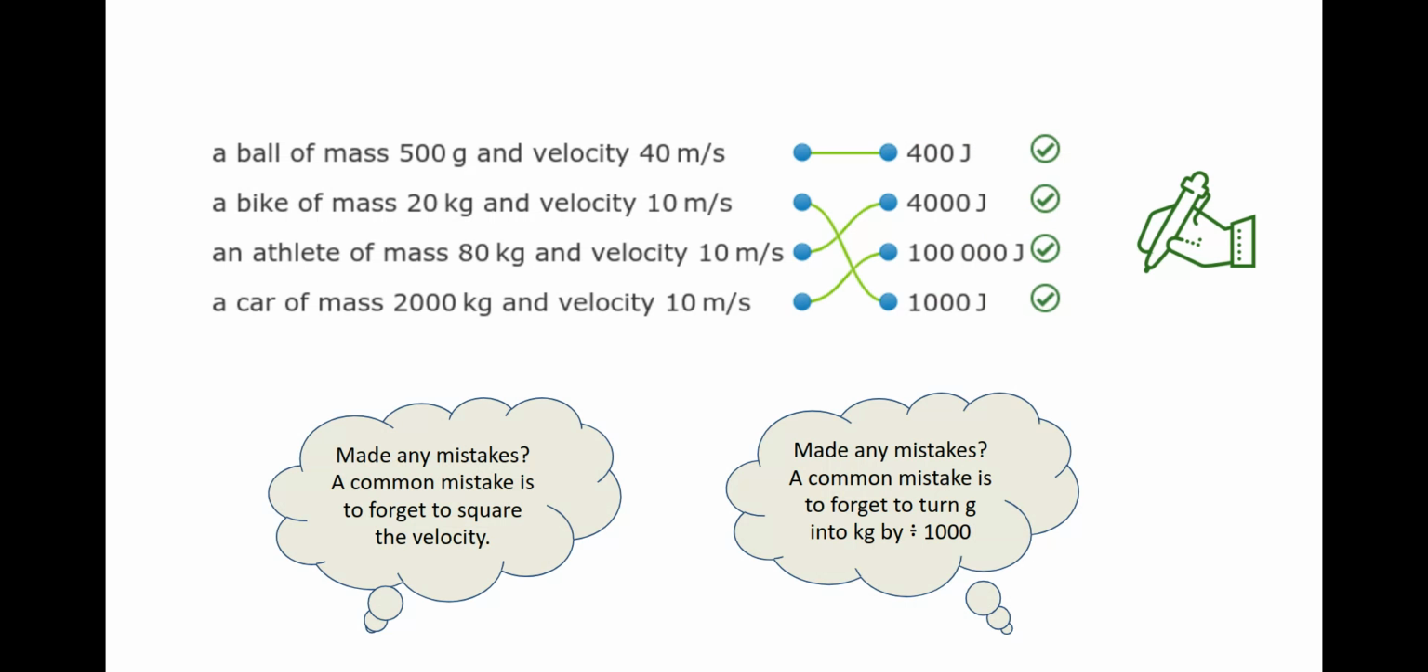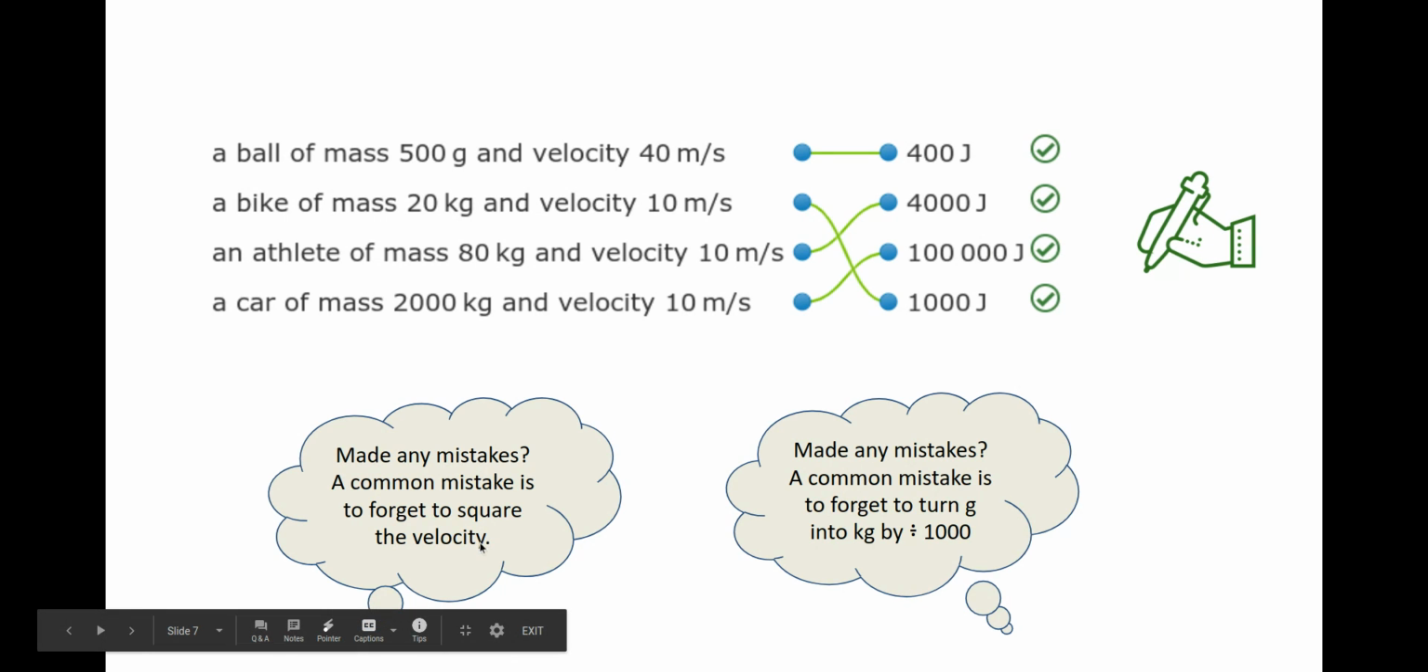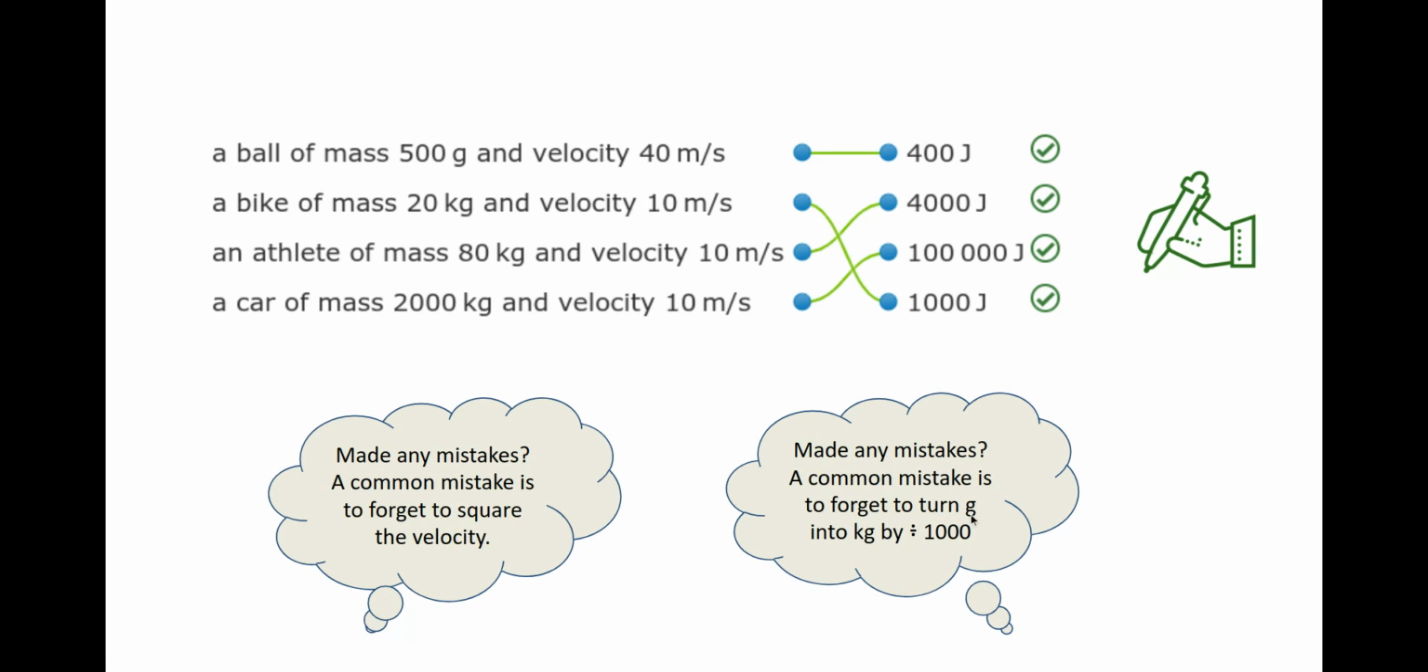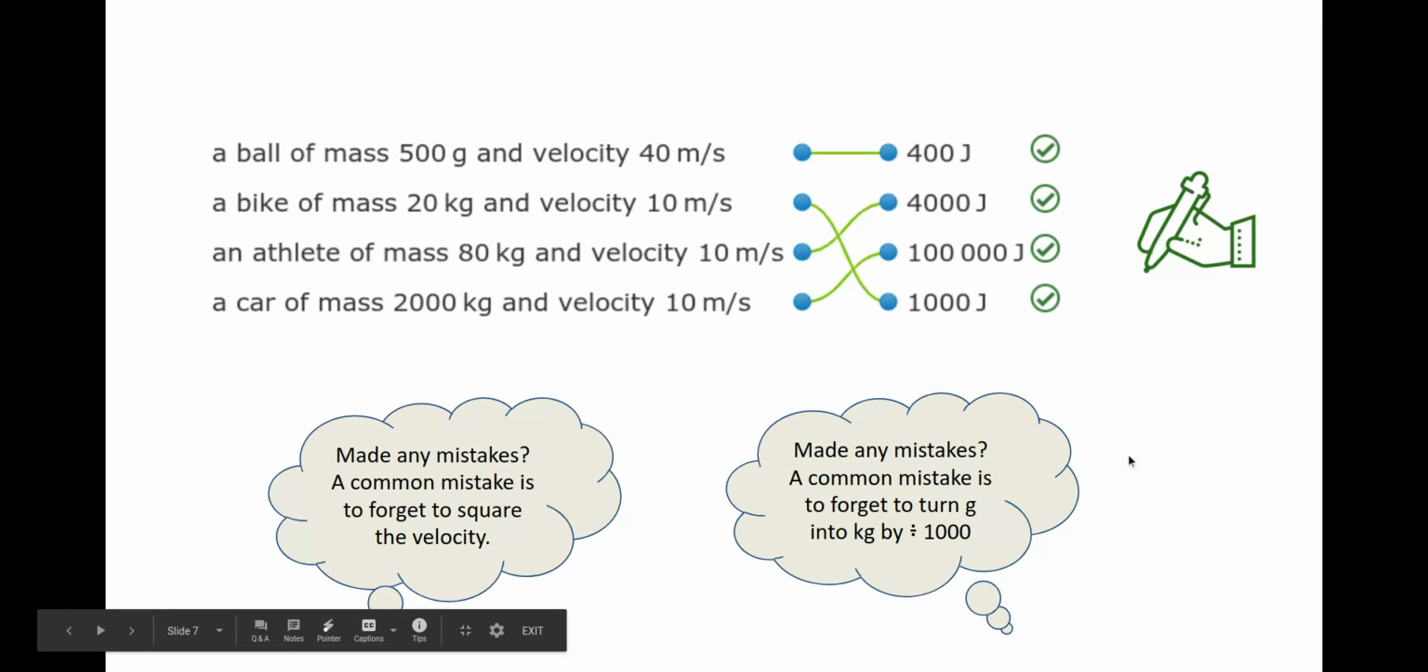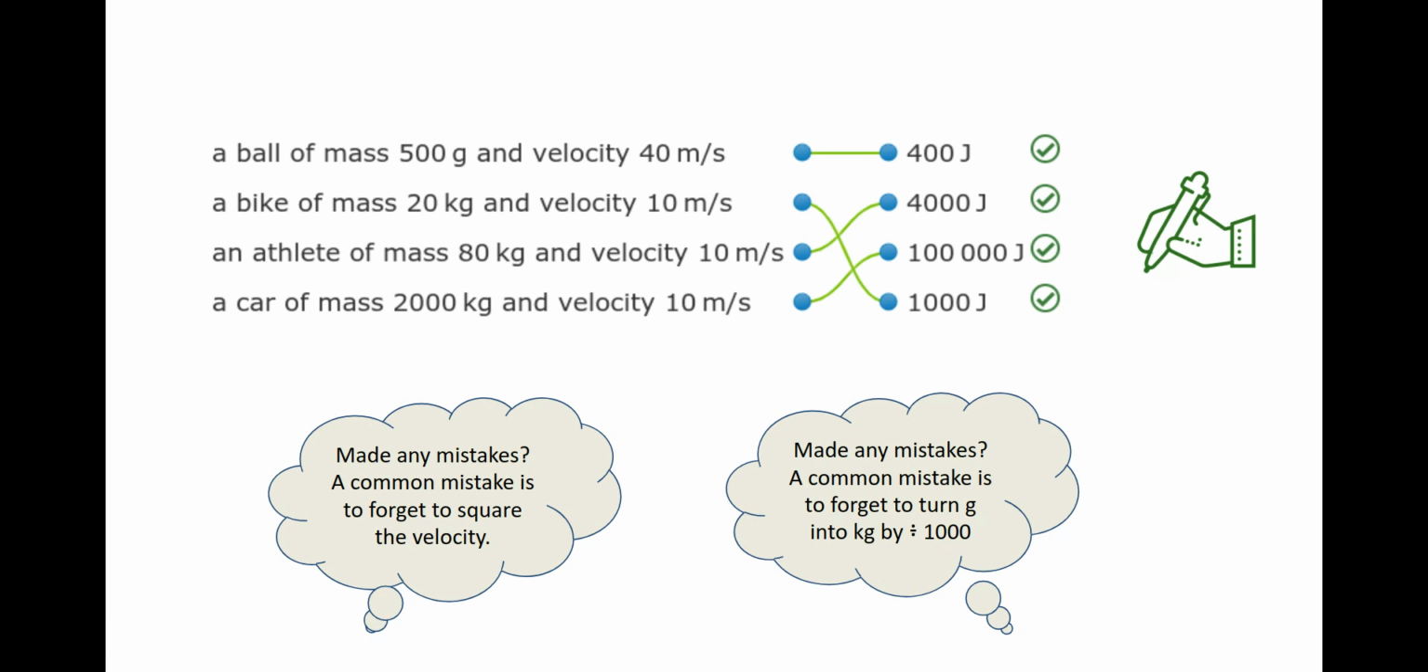So when you've watched the video and you've had a go at the task, you can see the answer here. A common mistake is to forget to square the velocity when you do the calculation. And another common mistake is to forget to turn grams into kilograms. If you're having any problems, have a look at those two things and see if that's been the issue.